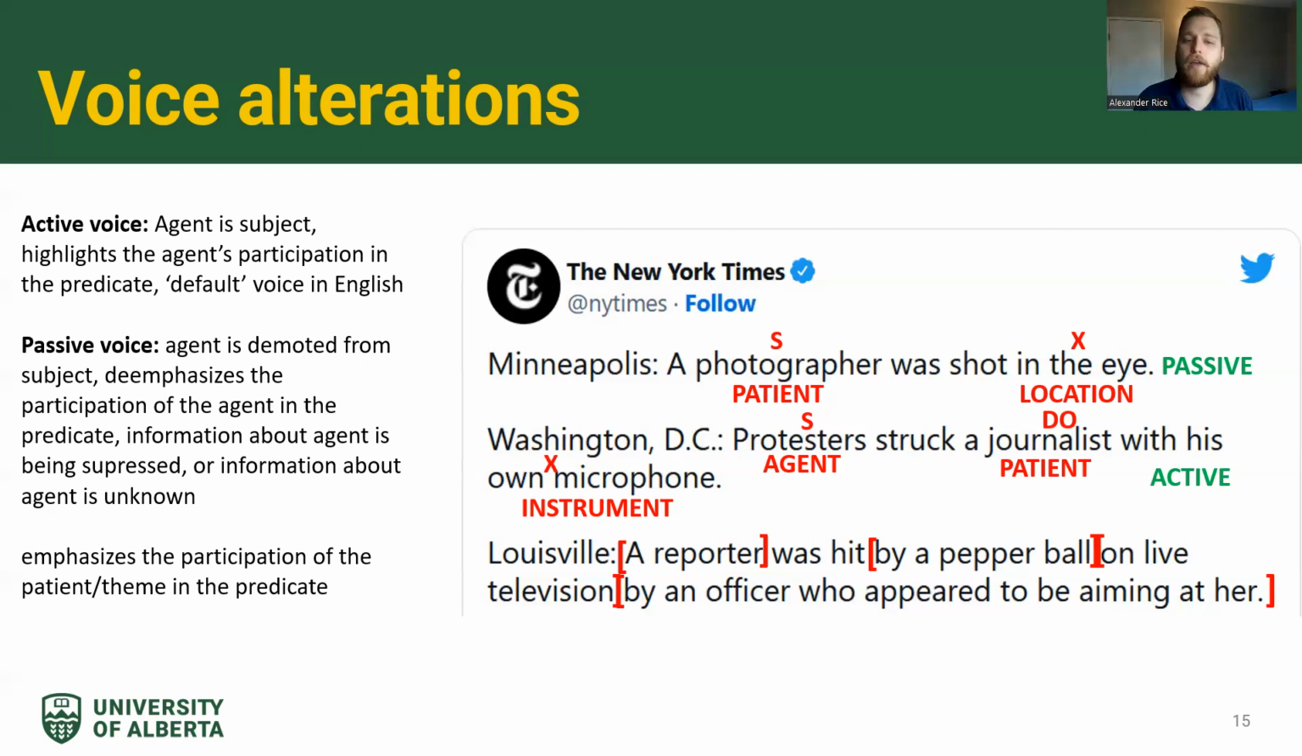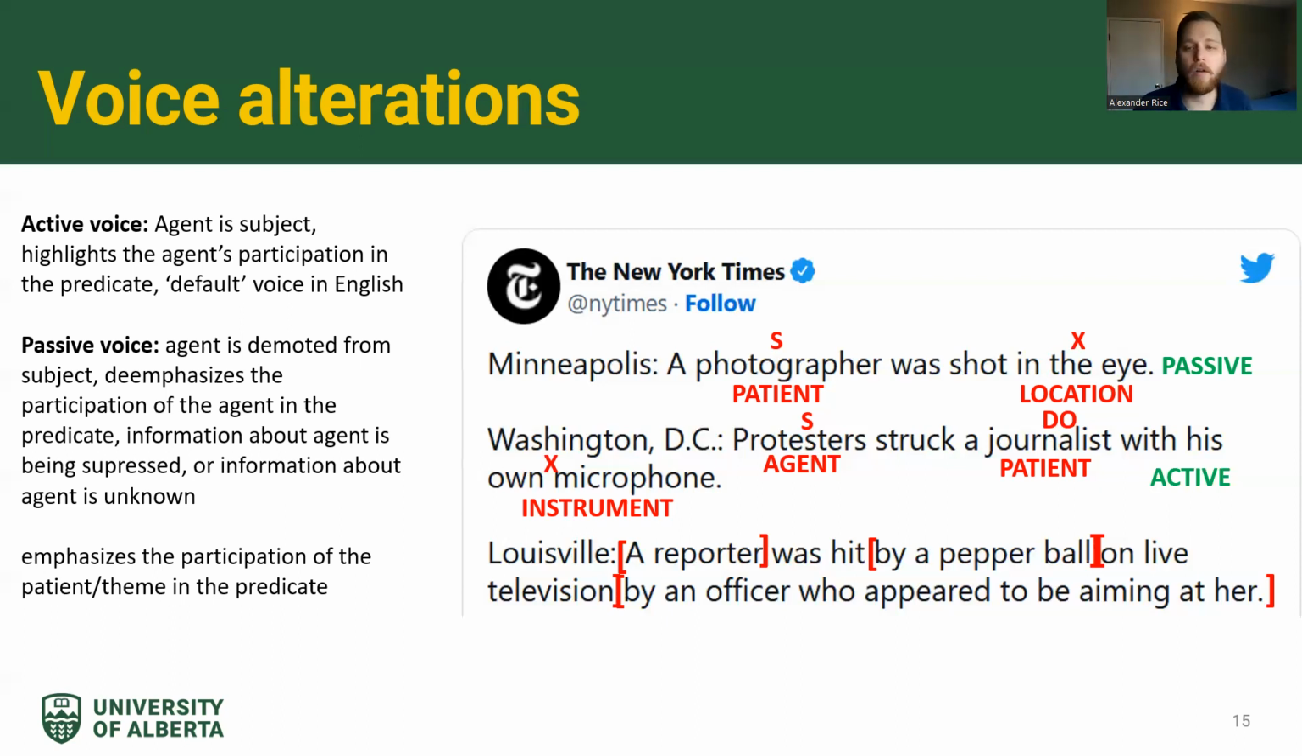If you look at the last argument, by an officer who appeared to be aiming at her, you could break that down into smaller sentences, right? There are two more predicates in there, appear and aiming. But we're not going to worry about that for the moment. All right, so our predicate is was hit. This is transitive. Minimally, we need a hitter and someone being hit.